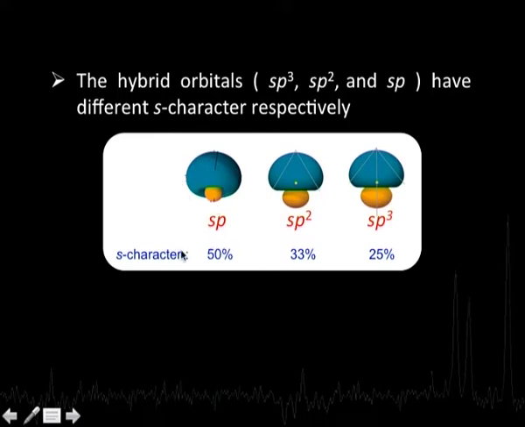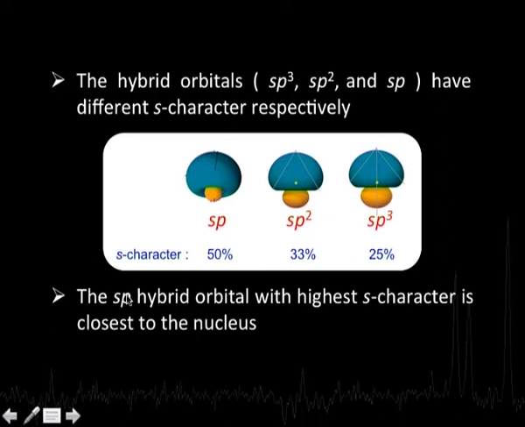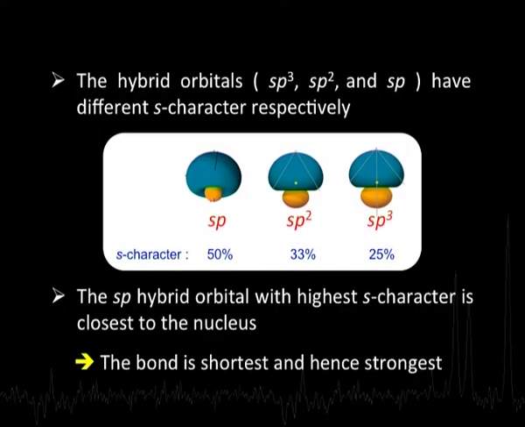Now, in case of say alkyne, where we have an sp hybridized carbon atom, the bond which is formed is with the sp orbital with highest s character. So, in this case, this orbital will be closer to the nucleus. As a consequence, this bond will be shorter. That means, a CH bond wherein the carbon atom has sp hybridization will have the shortest bond. Hence, it will be stronger. A shorter bond will be a stronger bond between the two.